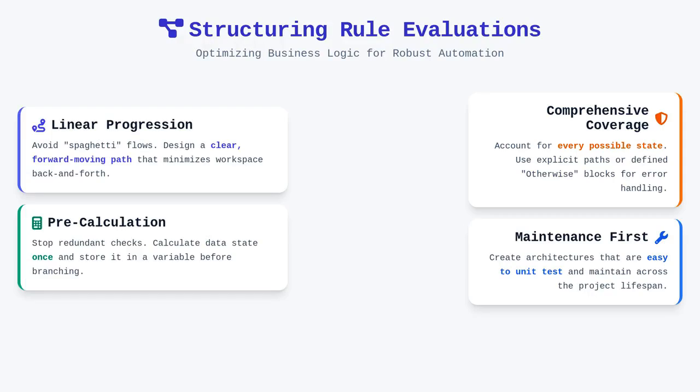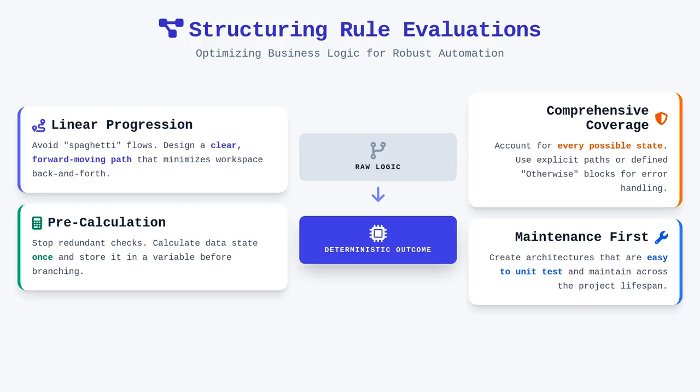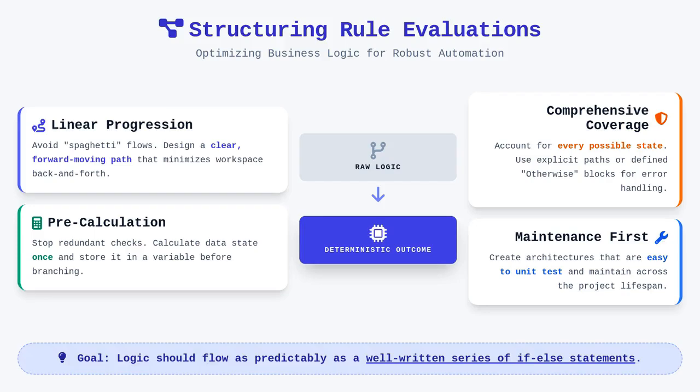Furthermore, strive for comprehensive coverage where every possible business state is accounted for, either through explicit logic paths or clearly defined otherwise paths that initiate error handling or logging. By treating conditional routing as a tool for creating deterministic outcomes rather than just a way to shape a flowchart, you elevate the quality of your Blue Prism solutions. The goal is to reach a point where the logic flows as predictably and as clearly as a well-written series of if-else statements in a standard programming language.